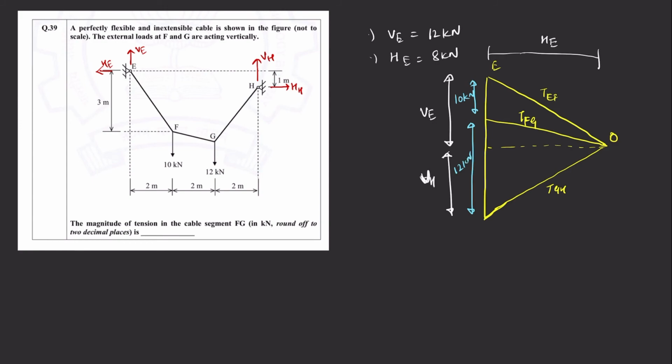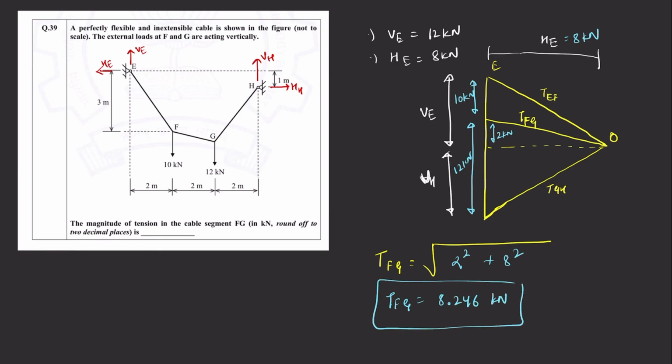Now what we have to find? We have to find the tension in the cable segment FG. So for finding out the TFG, we'll use the Pythagoras theorem, in which we will need this distance or value. So we already know VE. From VE we will subtract 10 kilonewton. So VE is your 12. 12 minus 10 is your 2. This will be your 2 kilonewton. HE we already know, 8 kilonewton. So it will be square root of 2 square plus 8 square, and we'll get TFG equals 8.246 kilonewton. And that's all.